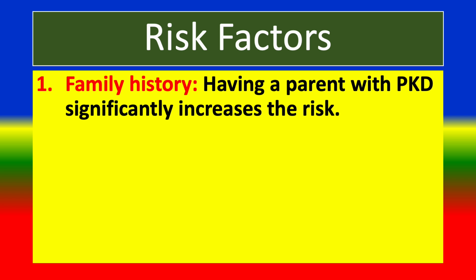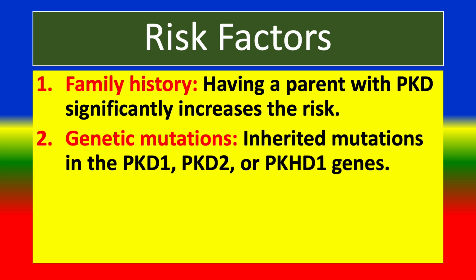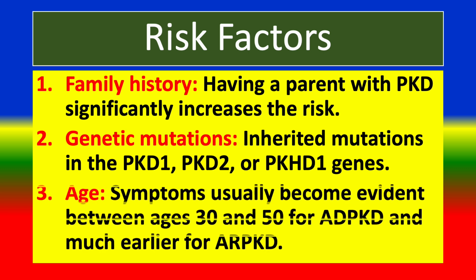Risk factors: 1. Family history. Having parents with PKD significantly increases the risk. 2. Genetic mutations. Inherited mutations in the PKD1, PKD2 or PKHD1 genes. 3. Age. Symptoms usually become evident between age 30 and 50 for ADPKD and much earlier for ARPKD.